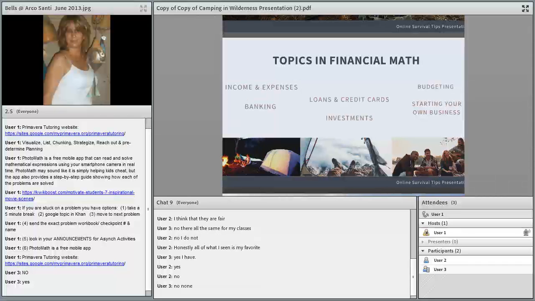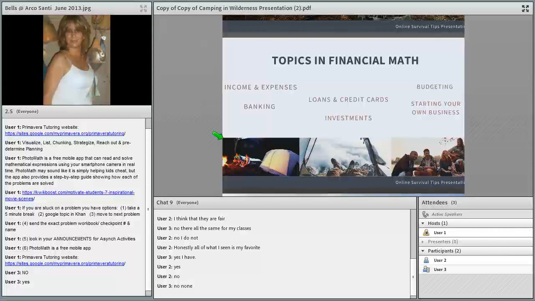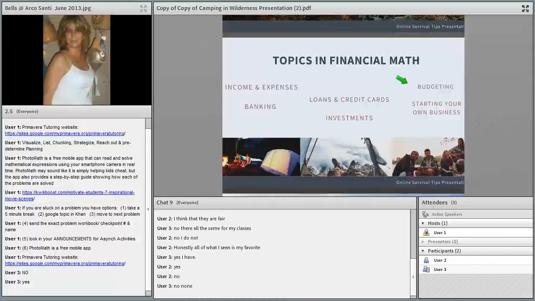Okay, so here are the topics that are going to be in financial math. These are all awesome. You will use these the rest of your life. We're going to go over income and expenses. We're going to go over banking and credit cards and loans. We're going to go over investments and what type of investments. We're going to go over budgeting. We're also going to go over starting your own business. So these are the 6 topics for the classroom.